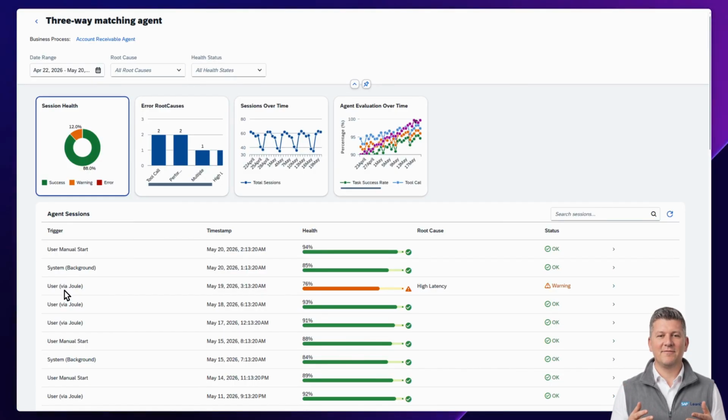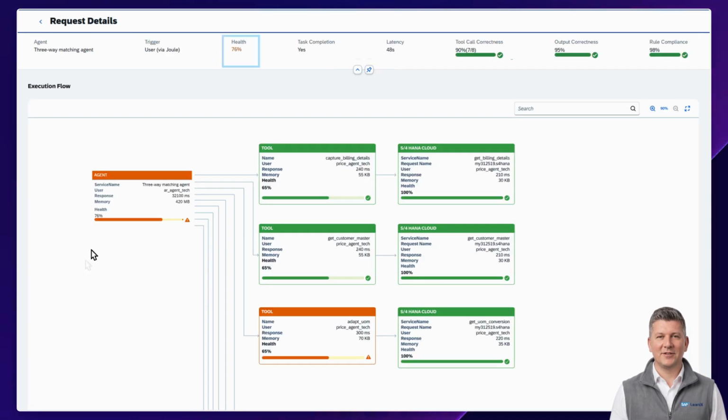More importantly, when issues arise, they are fully traceable. You can drill into individual sessions to understand exactly what happened. This includes execution steps, response times, and system behavior. For instance, identifying a timeout in a specific function call allows you to distinguish between isolated incidents and systemic issues, enabling targeted optimization before scaling further. This level of transparency ensures that AI agents are not just deployed, but continuously monitored, improved, and aligned with performance expectations.